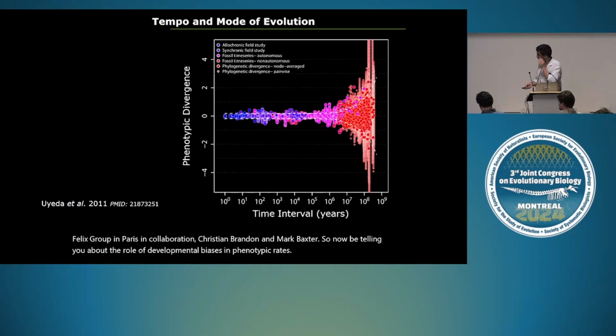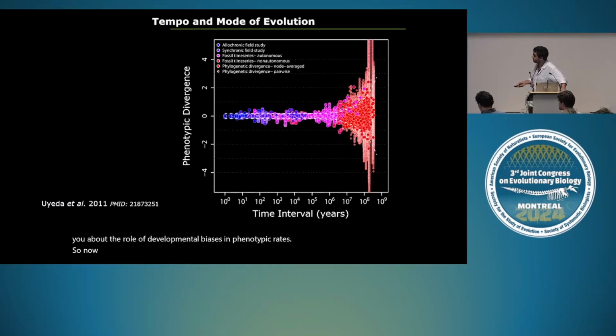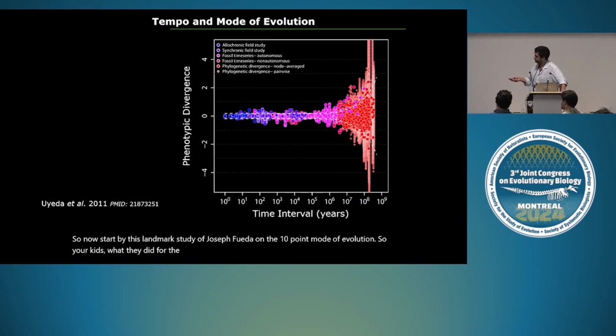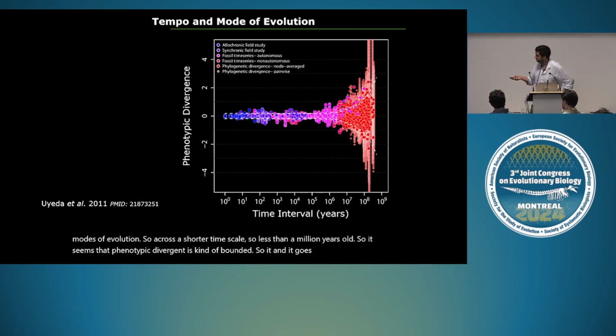I'll start with the landmark study of Uyeda on the tempo and mode of evolution. They did a meta-analysis of phenotypic divergence, on the y-axis, against the time interval of the comparison on the x-axis. You can see two different modes of evolution. Across shorter time scales, less than 1 million years, phenotypic divergence seems bounded, staying around this interval. And in longer time scales, there is a burst of phenotypic divergence.